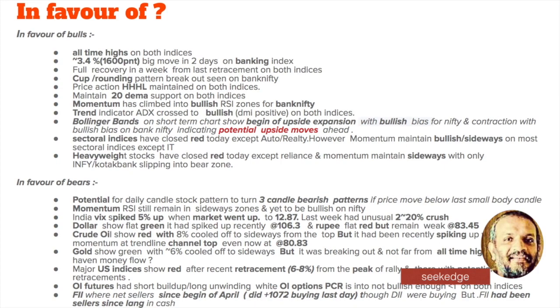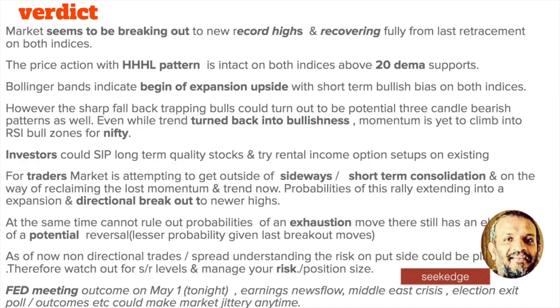If you try to bucket the different parameters in favor of the bulls and the bears, it seems like we are breaking out. We have already hit new all-time highs, and we have recovered fully from the retracement that happened. The market is at all-time highs basically. Higher highs and higher lows, the 20 moving average below price, Bollinger Band slightly expanding. All of this is giving an edge to the bulls.